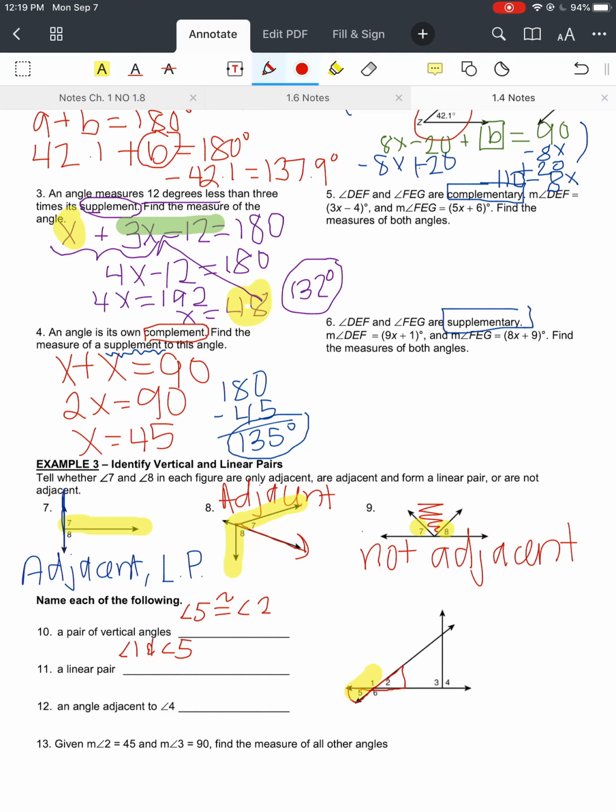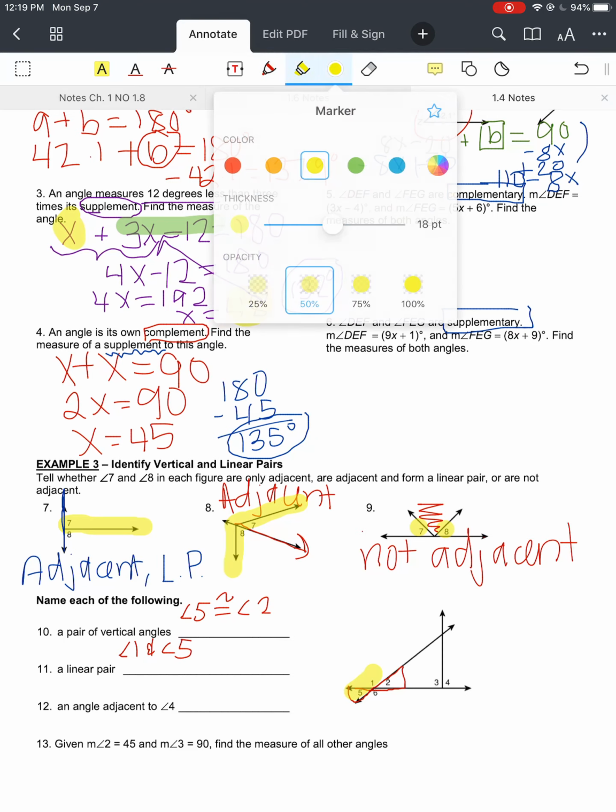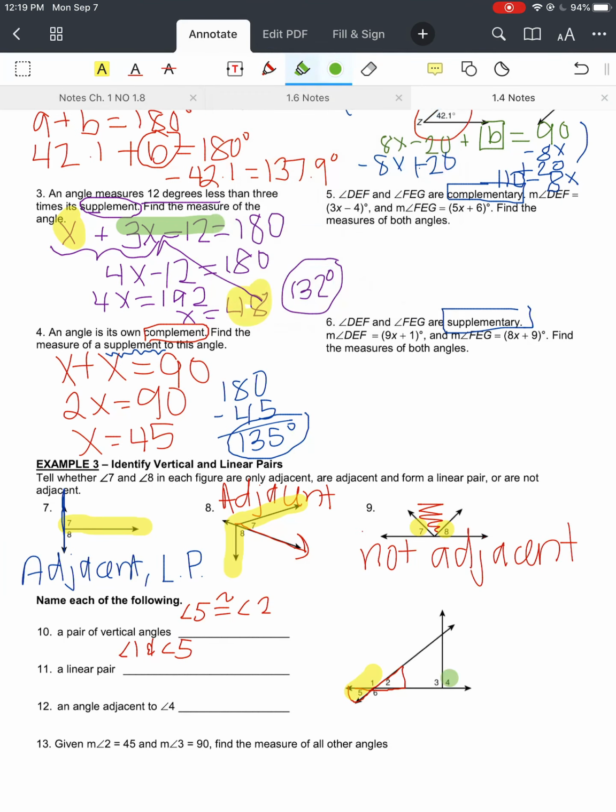Number 12, an angle adjacent to 4. So let's locate 4 on my picture. Here's angle 4. Adjacent just means next to, so hopefully you recognize 3 is right next to it. So angle 3 is the only one adjacent.